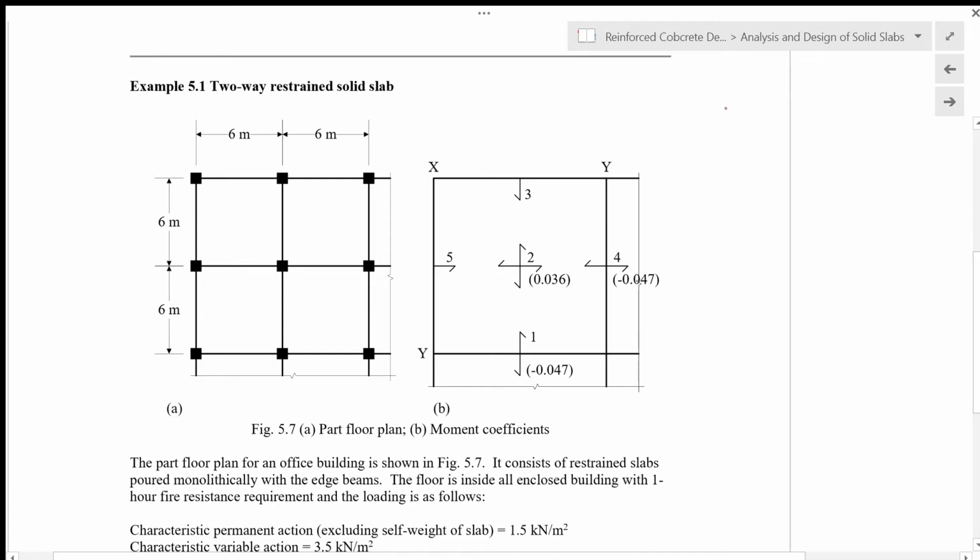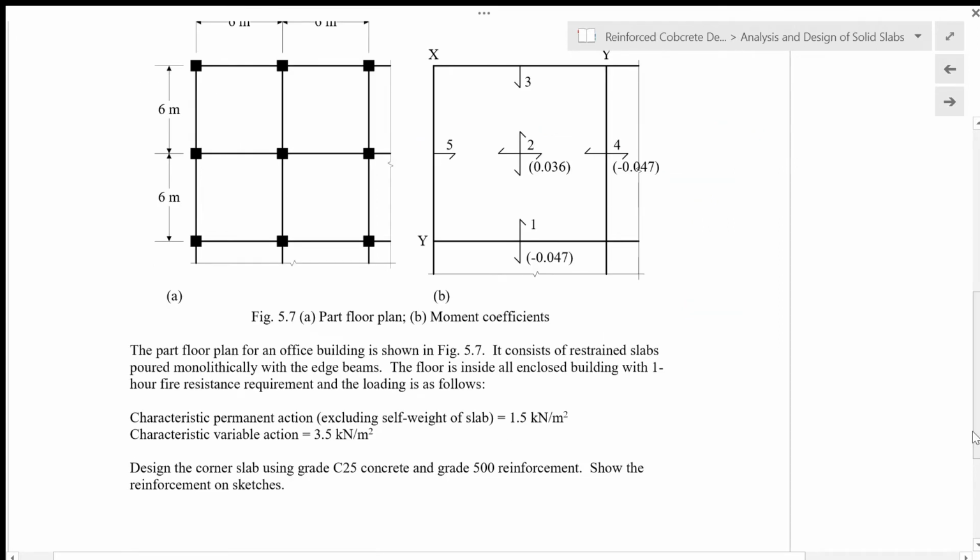In this video, I'm going to show you an example of a two-way restraint solid slab design. We will be designing for this panel of the slab where it's continuous at two edges like this and continuous at the other two adjacent edges. We are taking this direction as Lx and this direction as Ly. The Ly over Lx ratio is 1 for a square slab.